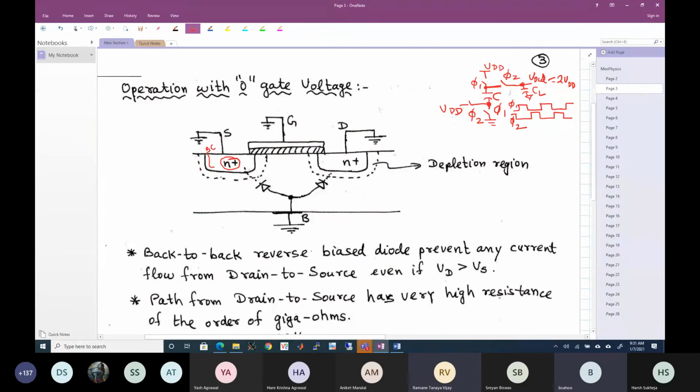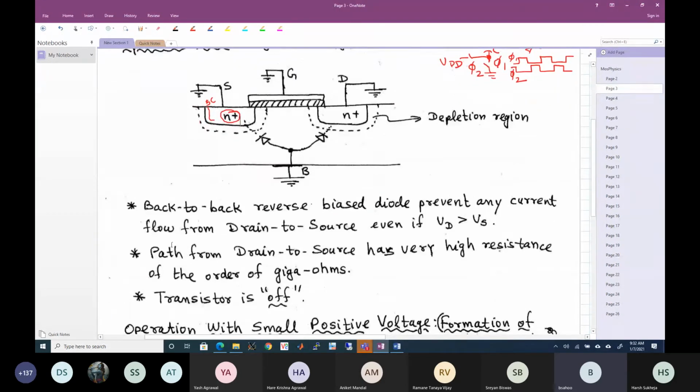Now we start off with a very negative voltage, then we get to a 0 voltage. Once we apply a 0 voltage, there is no charge on the gate. So there won't be any charge on the P substrate, and these two are reverse bias PN junctions. This behaves like a back-to-back diode. The back-to-back reverse bias diode prevents any current flow from drain to source, even if we apply a potential difference between the drain and the source. The path from drain to source is very high resistance, of the order of giga ohms, and the transistor is off.